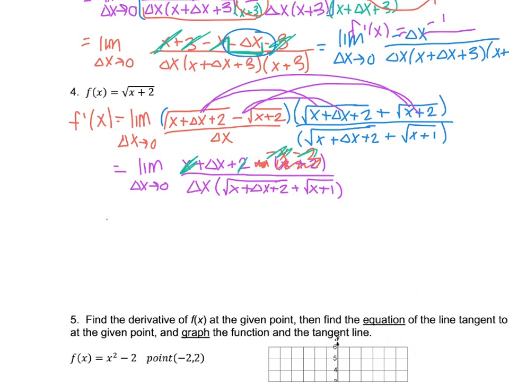All we're left with is the limit as delta x approaches 0 of delta x divided by delta x times the square root of x plus delta x plus 2.